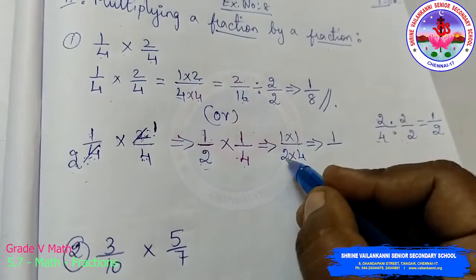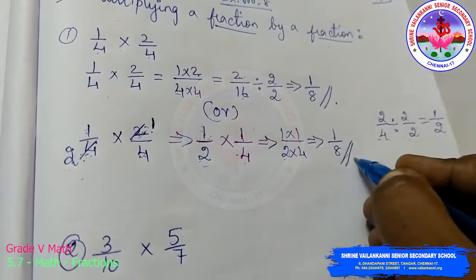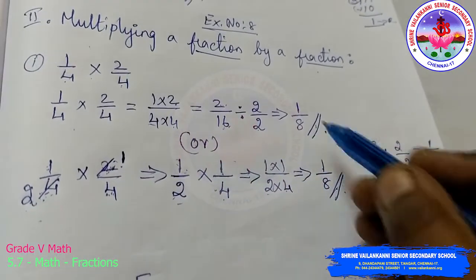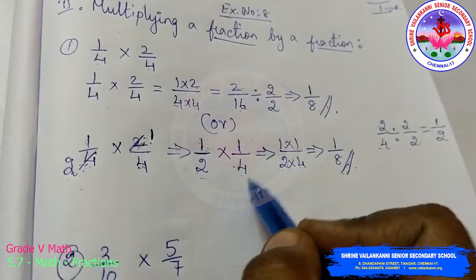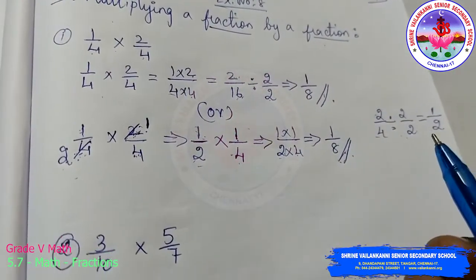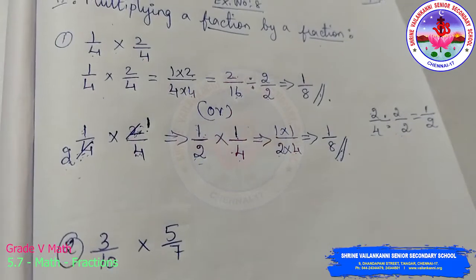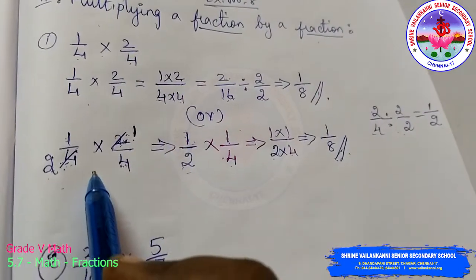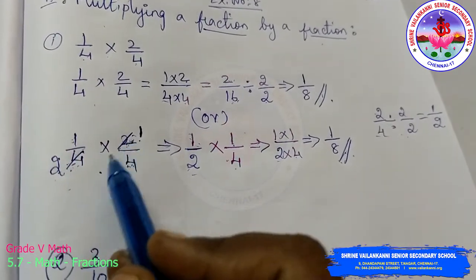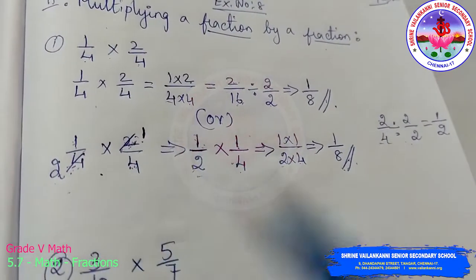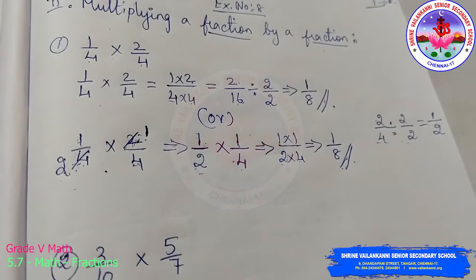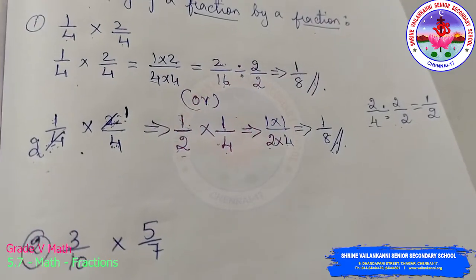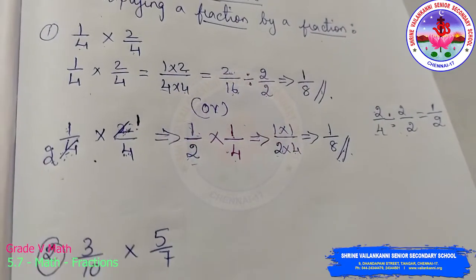1 into 1 is 1. 2 fours are 8. So if you see, both the values are the same. You can use any method, but to make it very simple, you can use this second method. In the first step itself, if you simplify and make the numbers the least numbers, it will be very easy for you when you do multiplication.